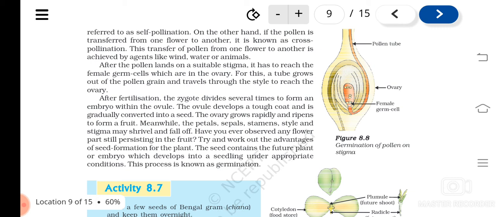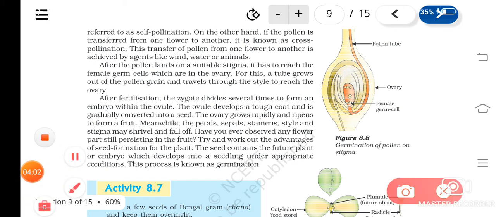The fusion of male and female gametes is called what? Fertilization. Understood? So after fertilization, what happened to this? You can see that the zygote develops into the embryo. Understood? Zygote is what? It is formed by the fusion of male and female gametes. Okay, the female gamete is present inside the ovule. The male gamete comes through the pollen tube and reaches here, and likewise it will fuse.